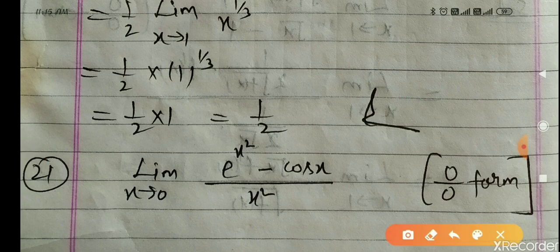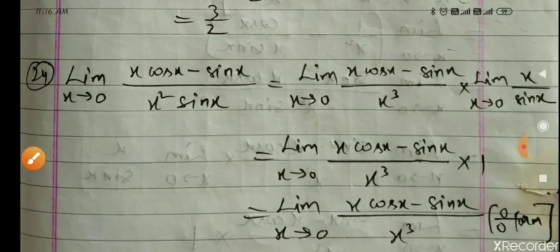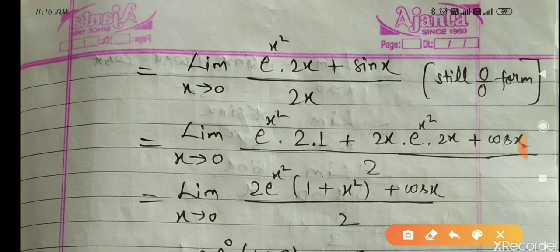Now question 21. Limit x tends to 0, (e to the power x square minus cos x) upon x square. So what you have to do in this? First of all, direct substitution you make, 0/0 form you are getting. Now differentiate numerator and denominator separately. E to the power x square differentiation is e to the power x square and 2x.